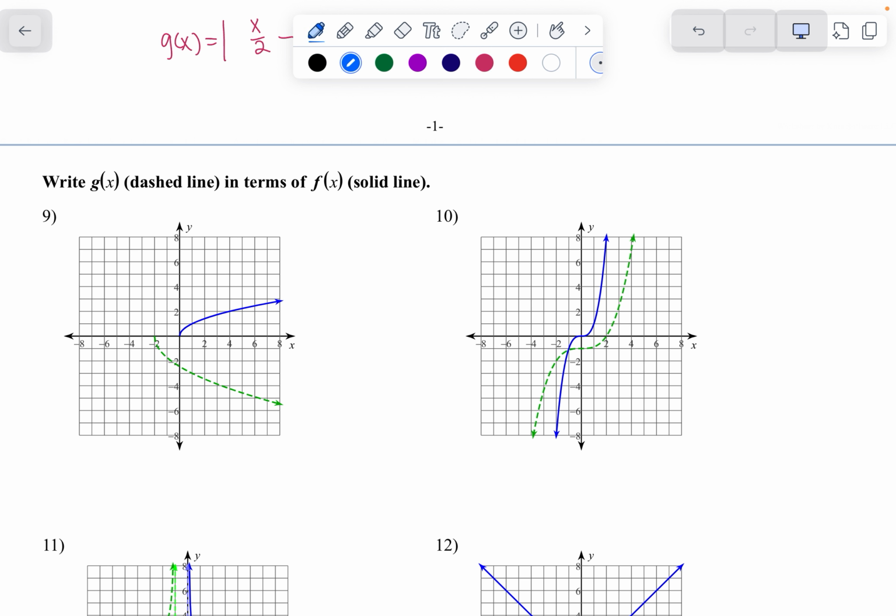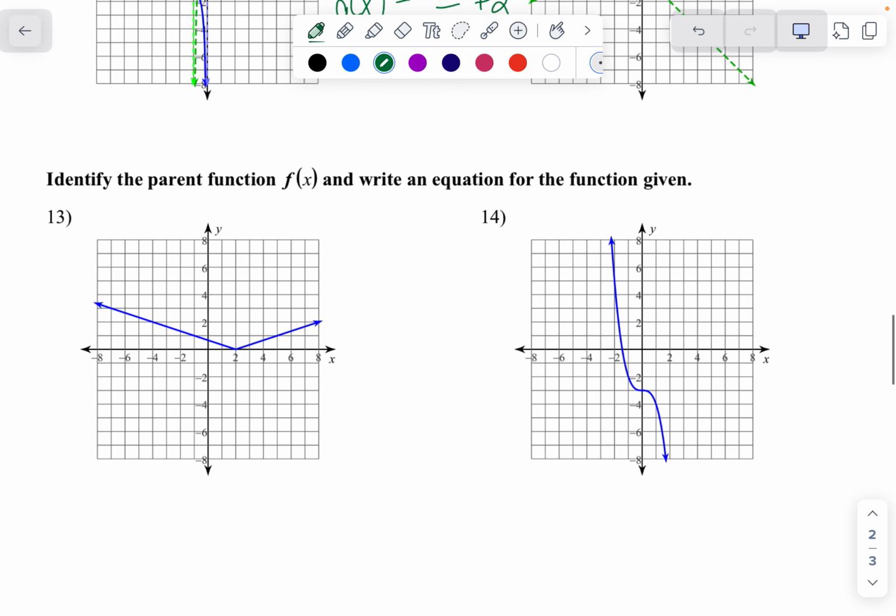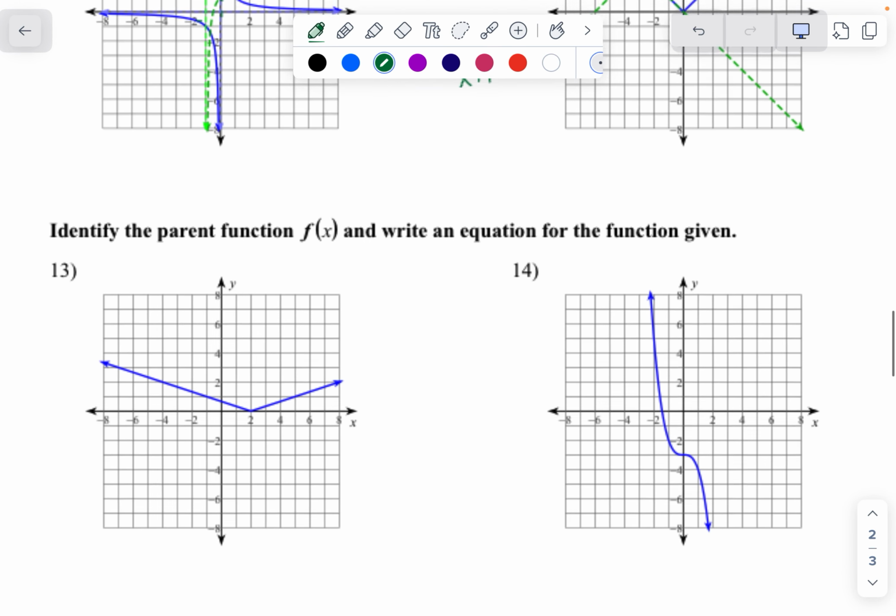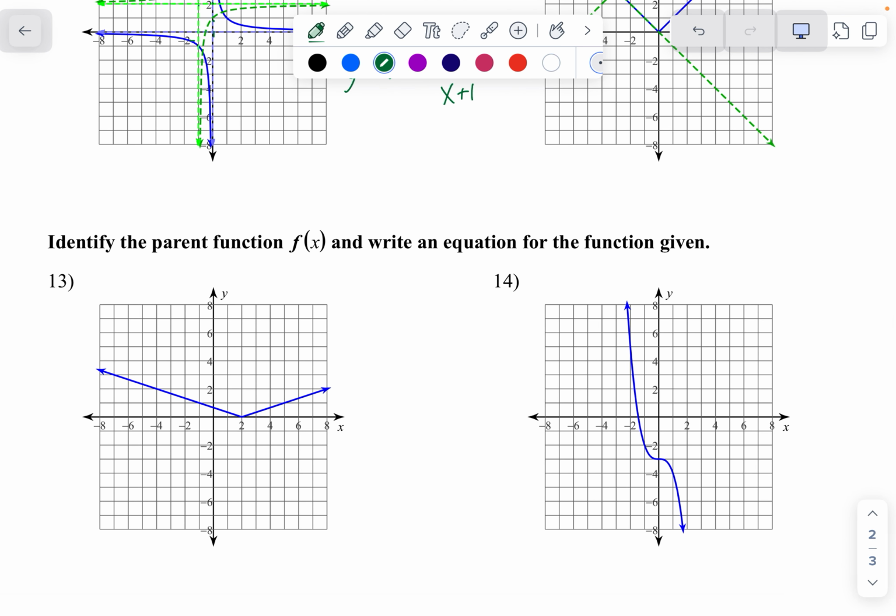Okay. And then finally, 13, and then you're half done, is write an equation for that function and identify the parent function. So our parent function is the absolute value for this one, anytime it's a V. Our new function, okay, so let's see what happened. So you'll see there that it's moved to the right 2. So we need a minus 2 on the inside.